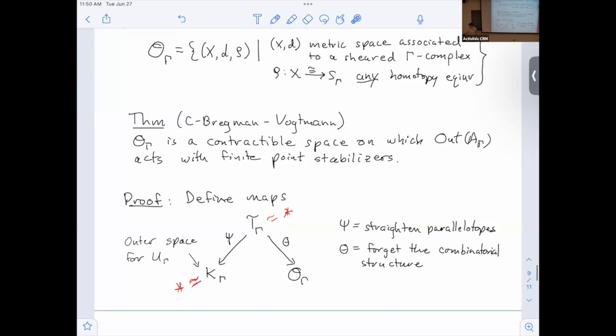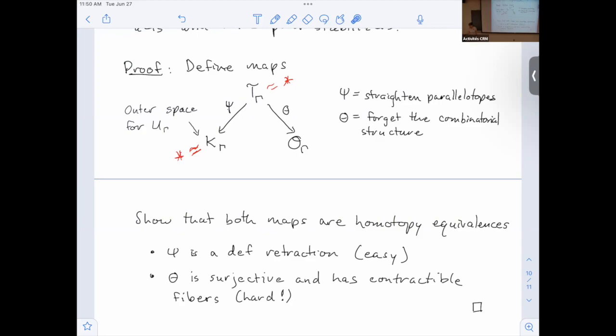And then what we do is we show that it's surjective and has contractible fibers. And that's the hard part. That's what most of the paper is about, understanding what this map does and what it contracts. That's tricky, but we do in fact show that this theta is a homotopy equivalence, and therefore we get that this is contractible. So that's where the hard work comes in.